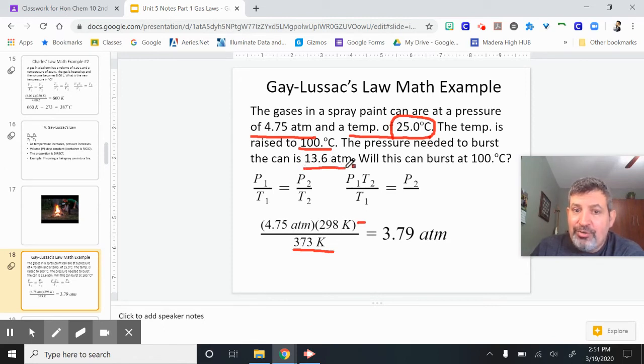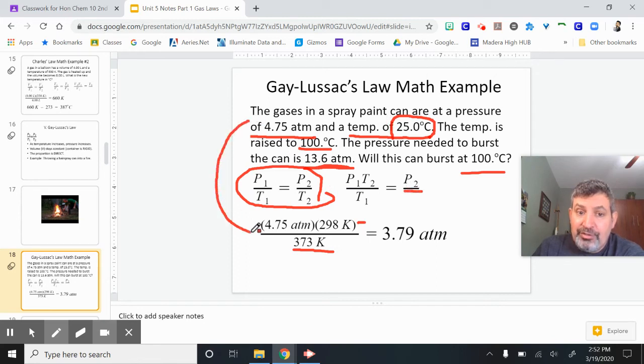Now, that is not going in the problem. What we're trying to figure out is, are we going to get to that pressure with this problem if we get up to 100? So we've got Gay-Lussac's law, and we're solving for the pressure, P2, which we don't know. We plug in all the stuff from up above into our equation, and we get an answer of 3.79 atm. That's the pressure that's going to be in the can when it gets up to 100 Celsius in that fire.